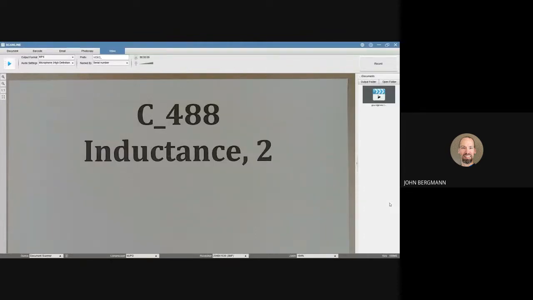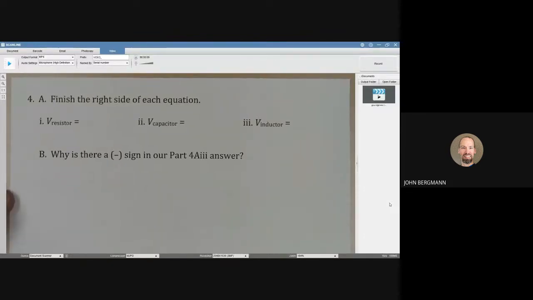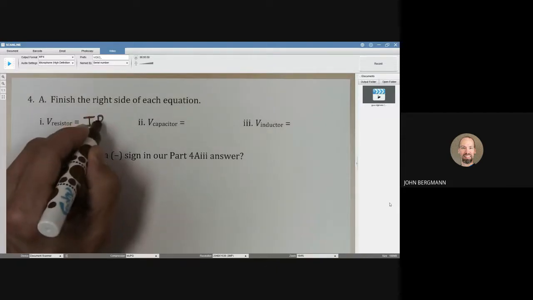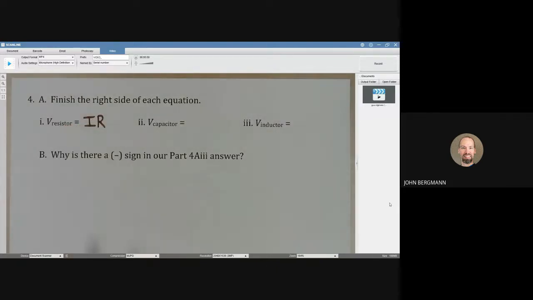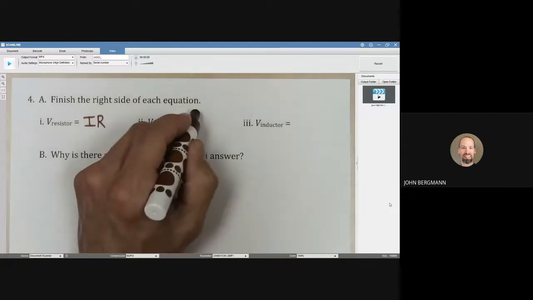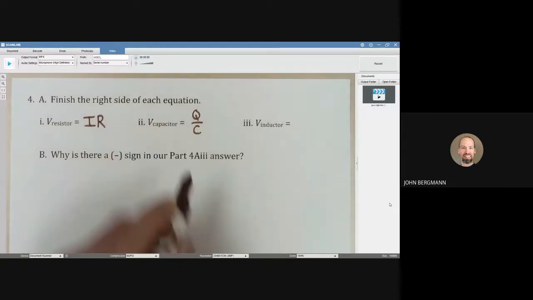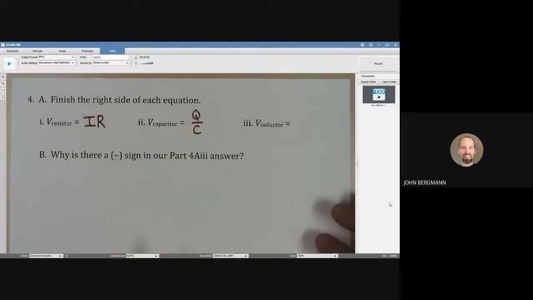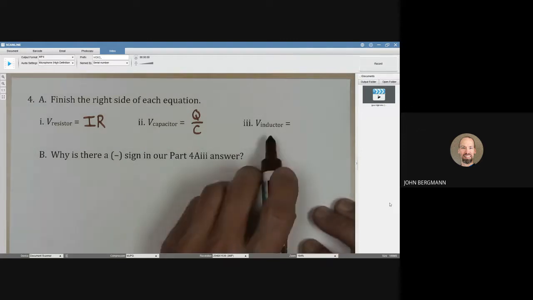Inductance 2. Finish the right side of each equation. Voltage drop across a resistor, I times R. Voltage drop across a capacitor, Q over C. We've talked about those in previous videos. This last one is a new one.